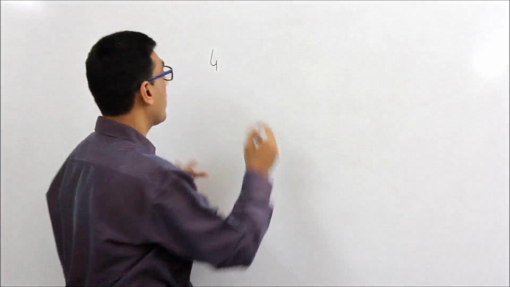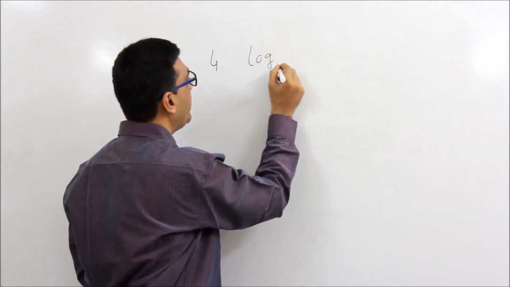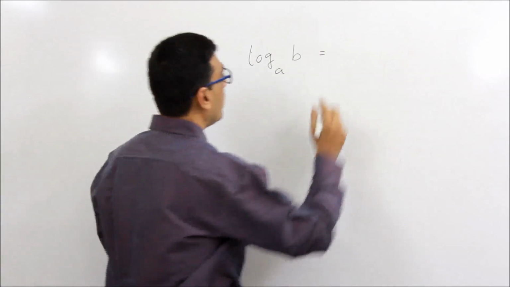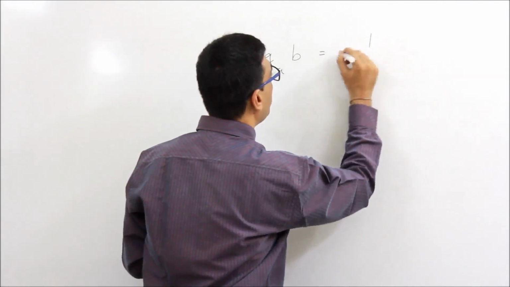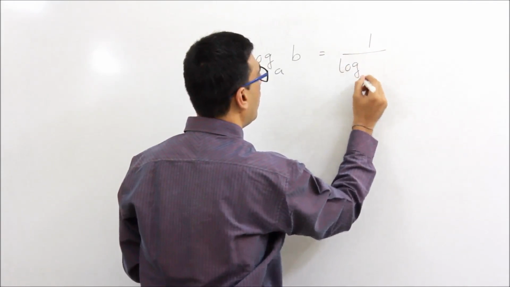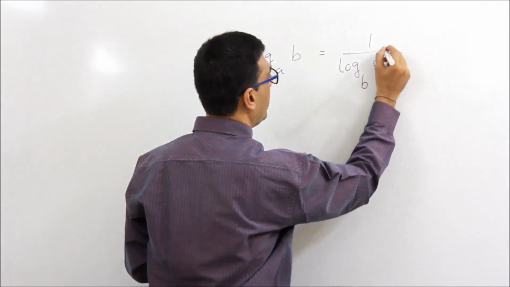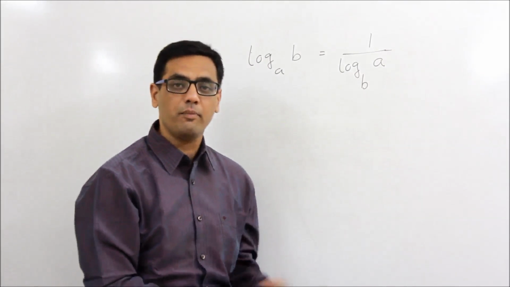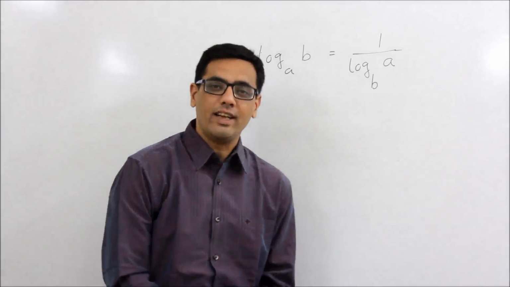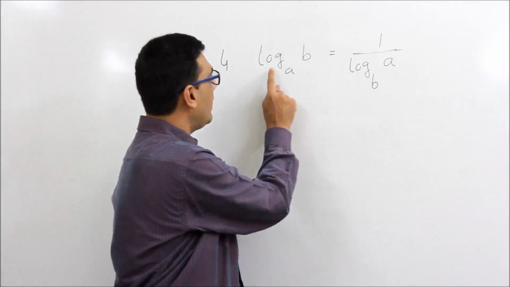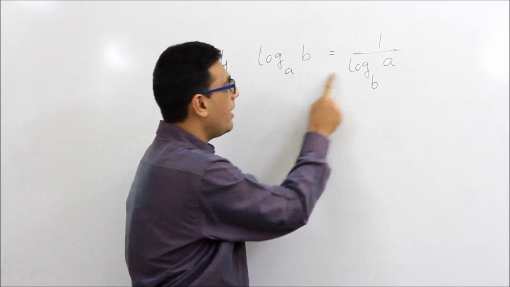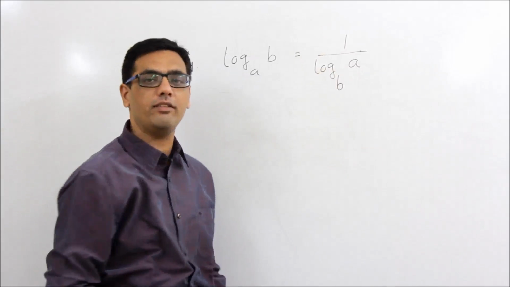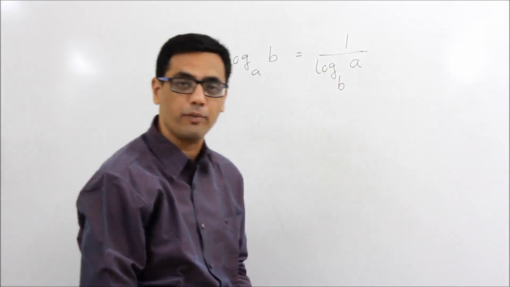Rule number 4. Log base a b is equal to what? It is equal to, pay attention, 1 upon log base b of a. Please understand, what I have done is changed the base. Did you guys get it? The base is changed. Earlier the base was a and now the base is b, and the numbers have changed. So when it is like this, it becomes reciprocal. That is rule number 4.